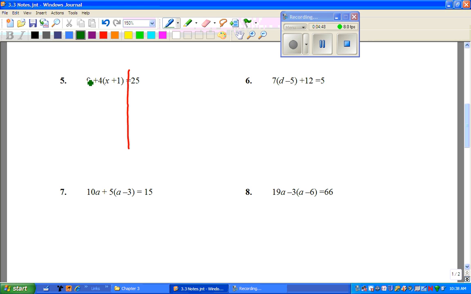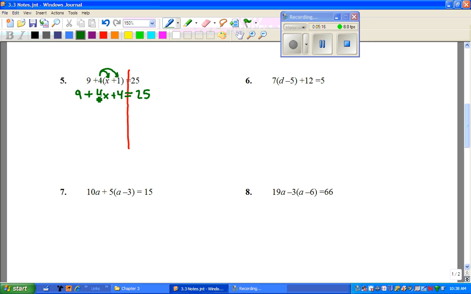Okay? Now, most students will make the mistake of doing 9 plus 4 right here, but we don't want to do that. We want to distribute the 4 here. When you do that, you're going to get 4 times x, which is 4x, plus 4 times 1 would give me 4. The 9 stays out front, and that was a positive 4x, and it equals 25. So we did distribution then.